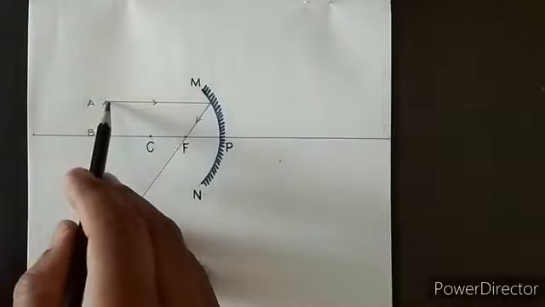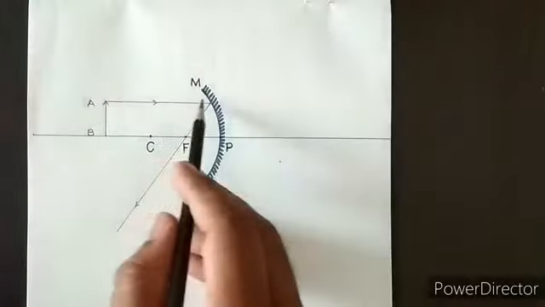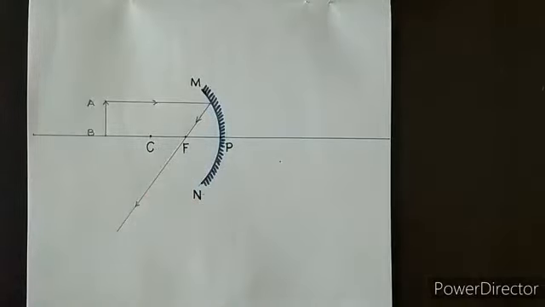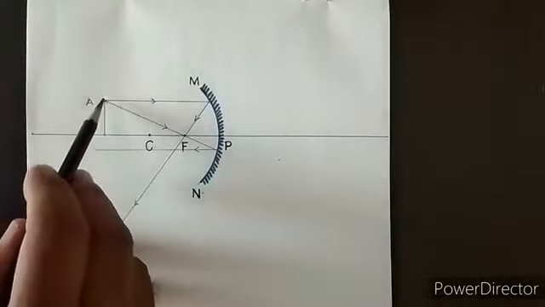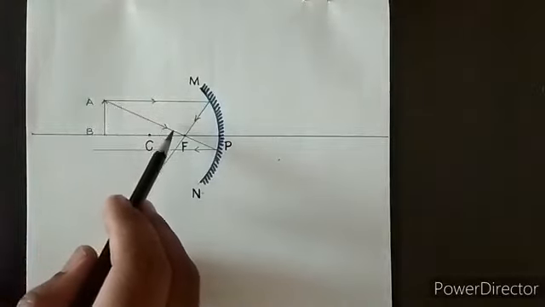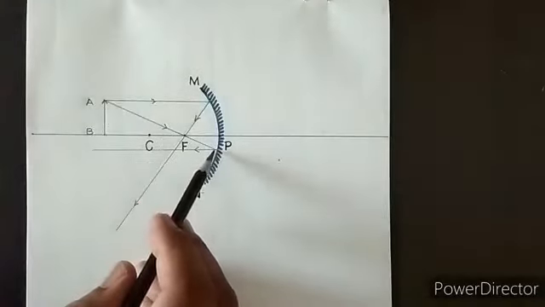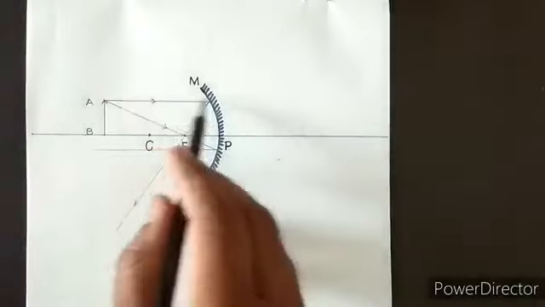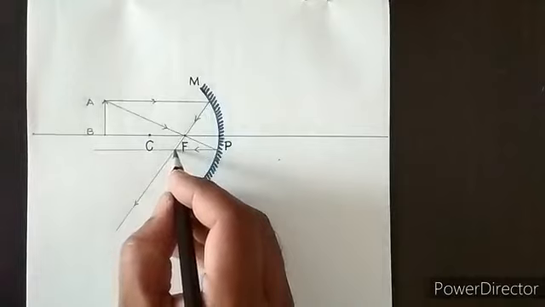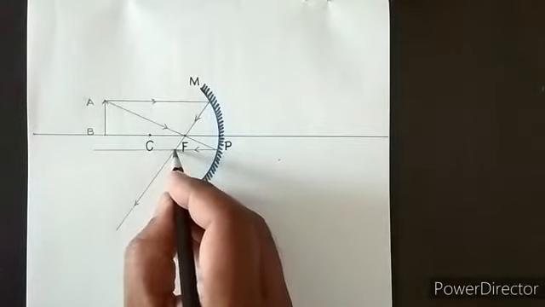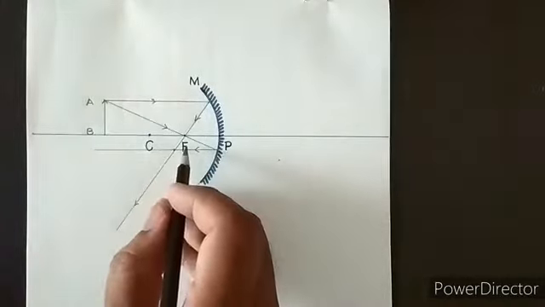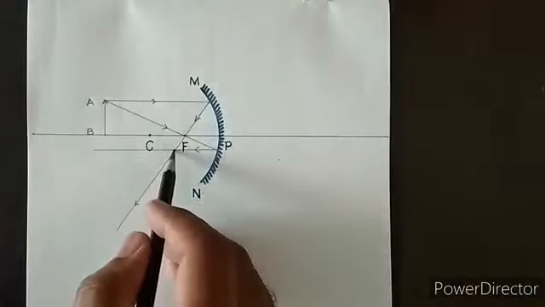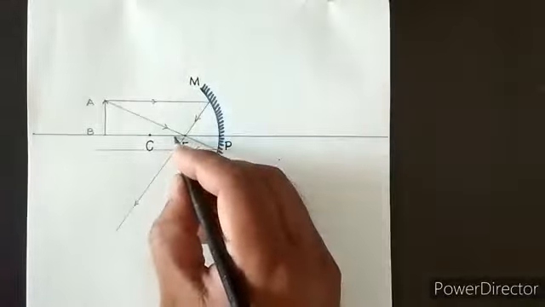This is your first ray, a ray of light which is parallel to principal axis. After reflection it will pass through principal focus. And this is your second ray, a ray of light passing through F. After reflection it will travel parallel to principal axis. And both these rays meet at this point, which is between C and F. So this was your object, and where the rays meet you will have the image of that object.